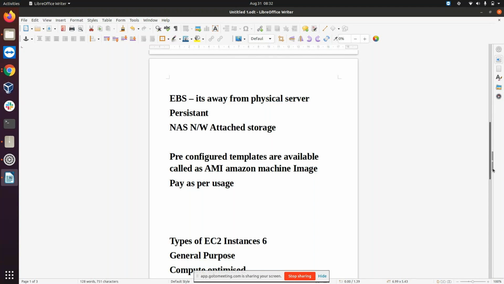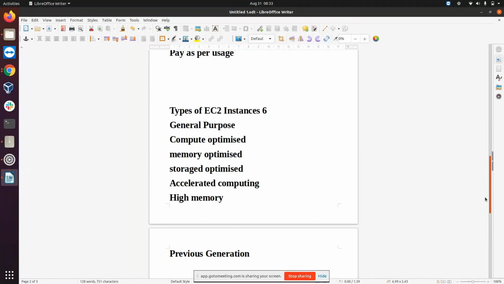We have a total of 6 types, but a new type is being added now. Types of EC2 instances: general purpose, compute optimized, memory optimized, storage optimized, accelerated computing, high memory, and so on. The previous generation is usually not used, they're just bringing it in. But usually these six types are available: general purpose, compute optimized, memory optimized, storage optimized, accelerated computing, high memory.